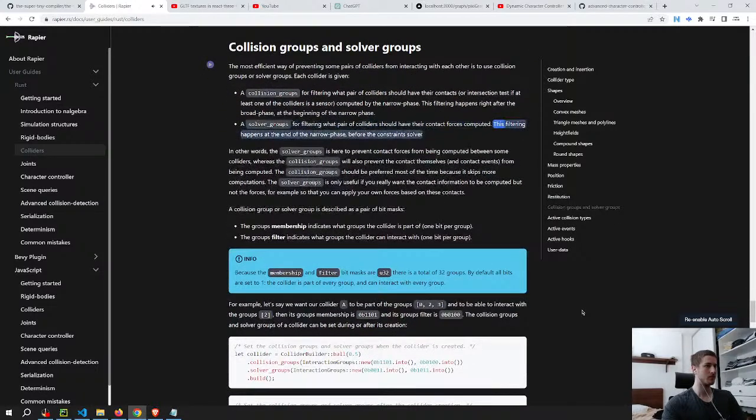And solver_groups for filtering what pair of colliders should have their contact forces computed. This filtering happens at the end of the narrow phase, before the constraint solver. In other words, the solver_groups is here to prevent contact forces from being computed between some colliders, whereas the collision_groups will also prevent the contacts themselves and contact events from being computed.